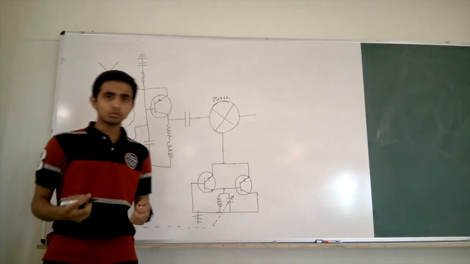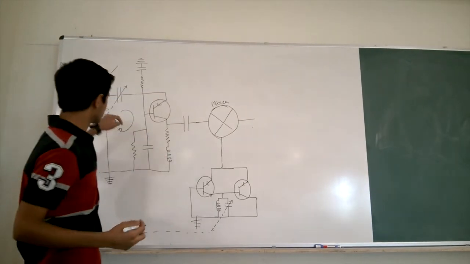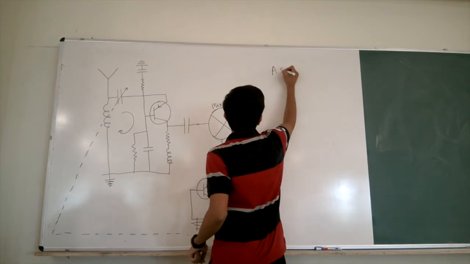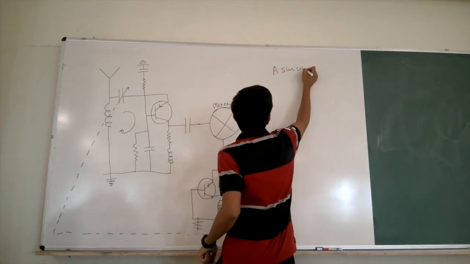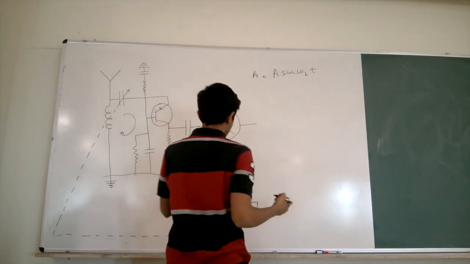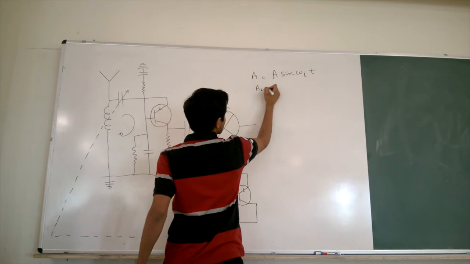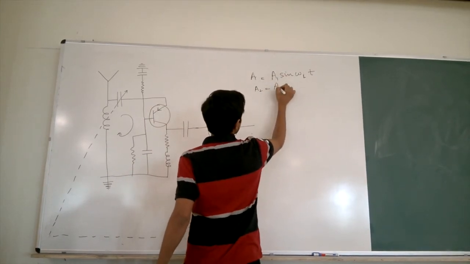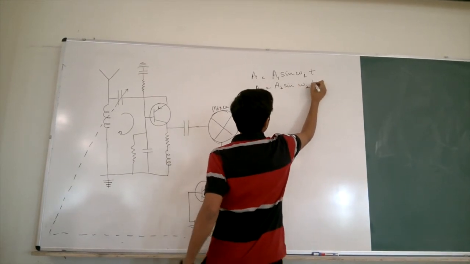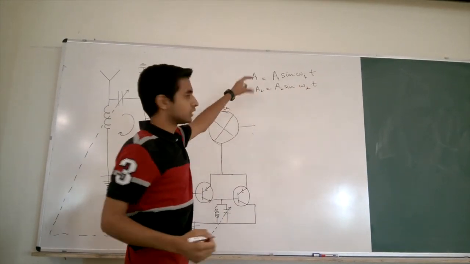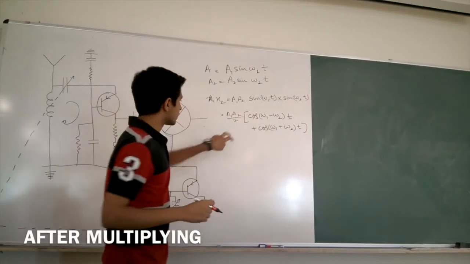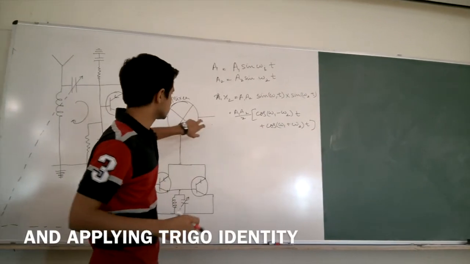Now suppose we have an input signal from the RF amplifier of A sin omega 1 t, and from the oscillator we have A sin omega 2 t. What a mixer is doing is actually multiplying these two signals. So this is the way that the mixer passes the signal further.